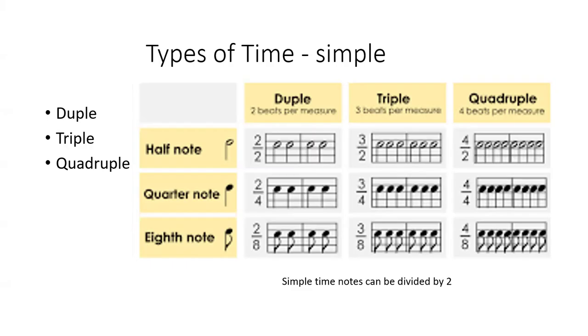So the value at the top is divided by 2, except if it's got 3 at the top. That's still simple time. So 3/8 and 3/4 would still be simple time. When we get to compound, I'll explain it, but this is still simple time.